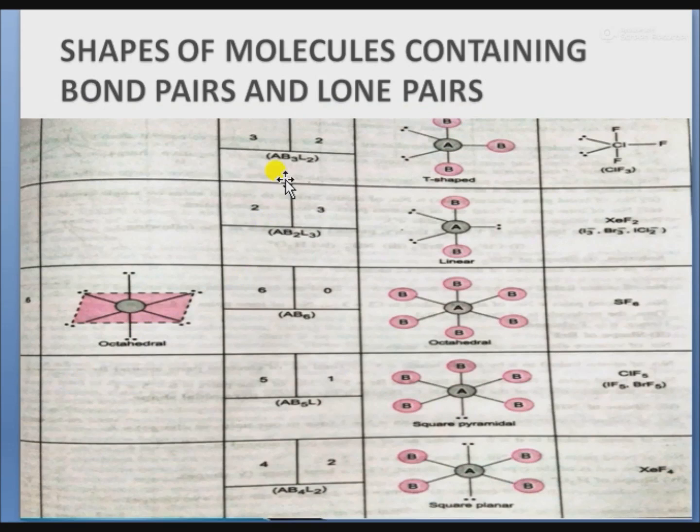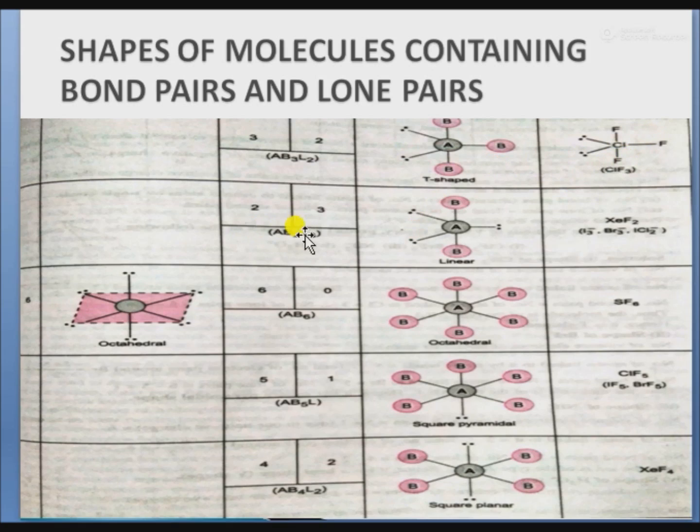Next, when there are 3 bond pairs and 2 lone pairs, then the formula is AB3L2 and its shape is T-shaped, in which 2 lone pairs and 3 bond pairs are shown, and here repulsion is due to lone pairs, and its example is ClF3.